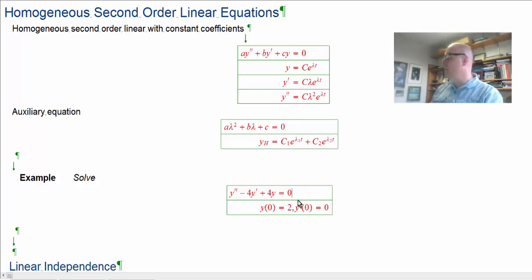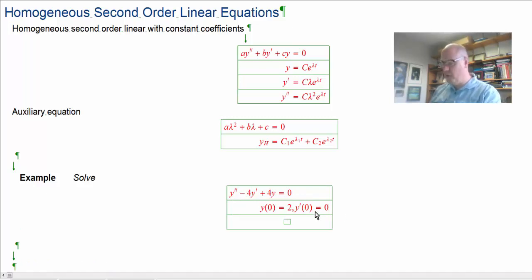So here I've got y'' minus 4y' plus 4y equals 0. We'll throw down our auxiliary equation. Lambda squared matches the y''. The 1 lambda matches the 1 prime. And the no lambdas matches the no prime. We can solve that for lambda. That'll factor into lambda minus 2 times lambda minus 2.